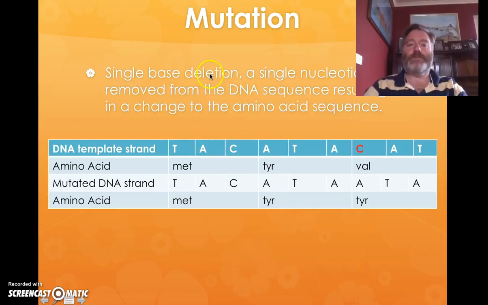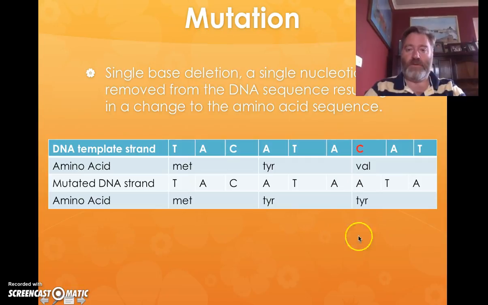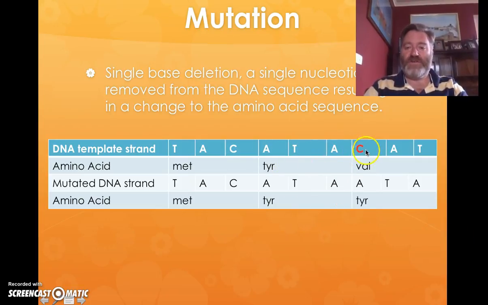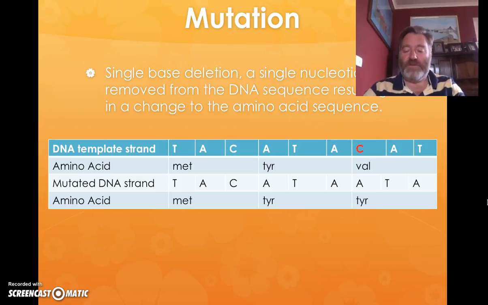We can delete a base. So, let's go back up. This is my template strand. If I take that C and remove it, we've still got TAC, ATA, so we've still got methionine, tyrosine. The valine now becomes ATA, because that A goes there, that T goes there, and I'm making up the fact that A must be here, so we get A there, and we get tyrosine again. But the other thing, of course, is that every amino acid downstream of this point has a potential now to change, and that can make a massive difference in the structure of the protein we make.